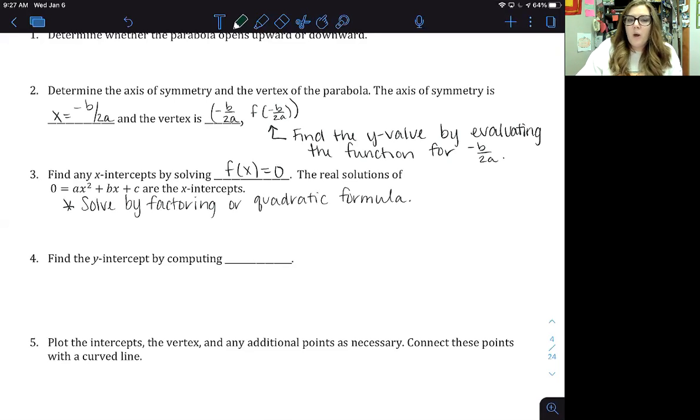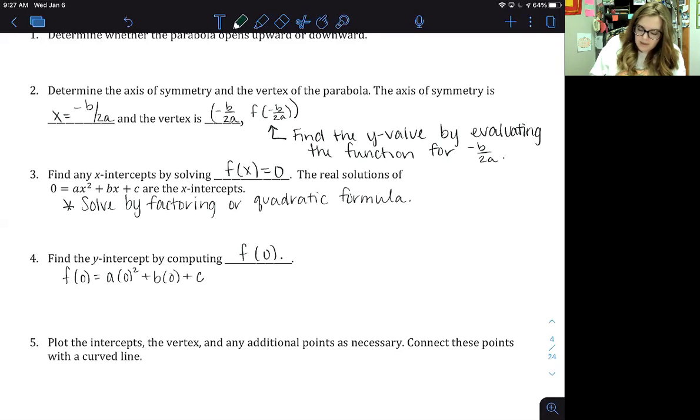When we find the y-intercept, we're again finding f of 0. But we have a shortcut here. So I'm going to write this out. If we find f of 0 of our general form here, notice what happens. Well, 0 squared is 0 times a, that cancels. B times 0, that cancels. So all we're left with is c. So that's a shortcut you can use. And then we're going to plot all of our points, use our axis of symmetry to find any additional points, and then make our curve.